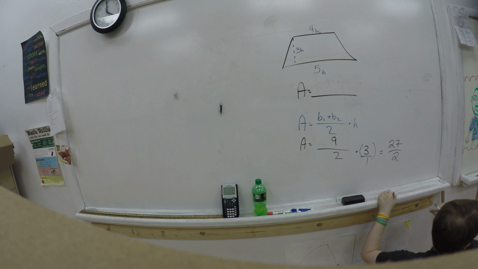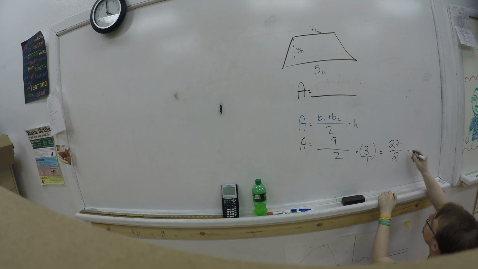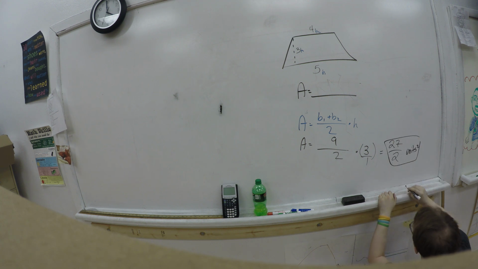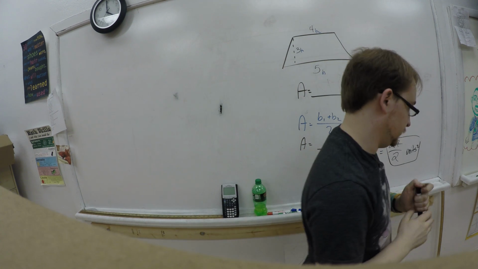I'm just going to leave it like this because improper fractions are your friend. Nobody has time for division in decimals, okay? So I'm going to say this, units squared. So area is units squared and perimeter is just units.